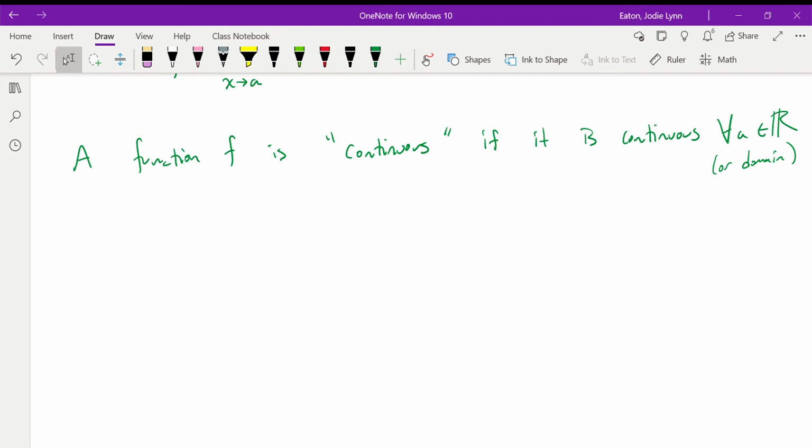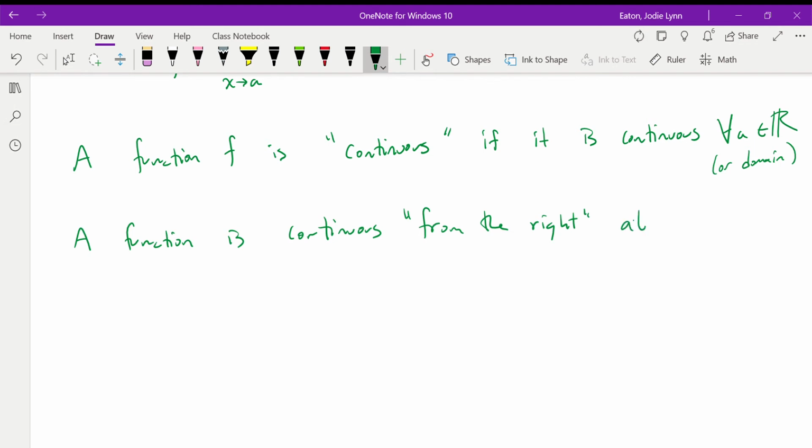If we're looking at a closed interval, how can we say a point is continuous? So we have two other definitions. So a function is continuous from the right at a, at x equals a, if the limit as x approaches a from above of f of x equals f of a.